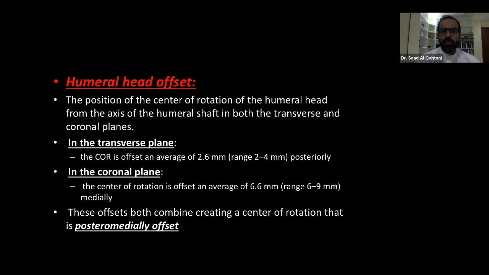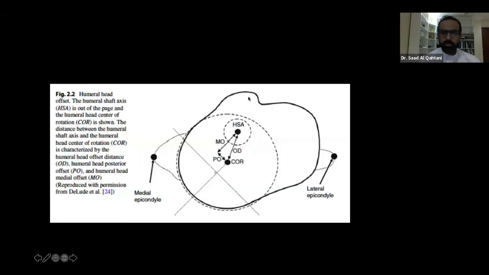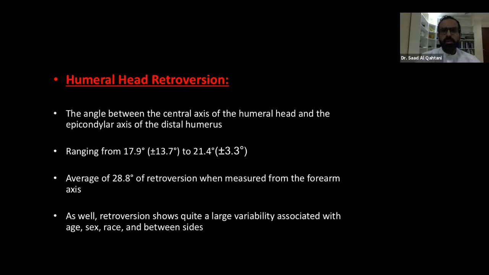What about the humeral offset? The offset is the position of the center of rotation of the humeral head from the axis of the humeral shaft, and it has two planes, the coronal plane and the transverse plane. We have a combined offset posterior and medial compared to the long axis of the humeral shaft. As you can see here, the center of rotation is posterior and medial compared to the long axis of the humeral shaft.